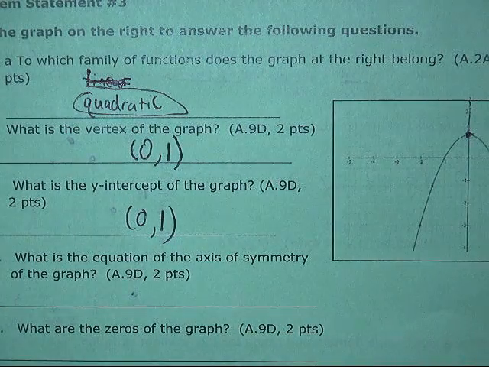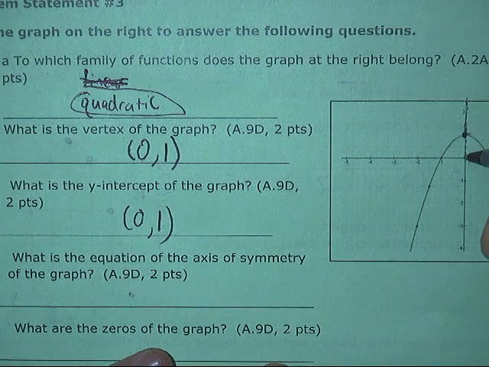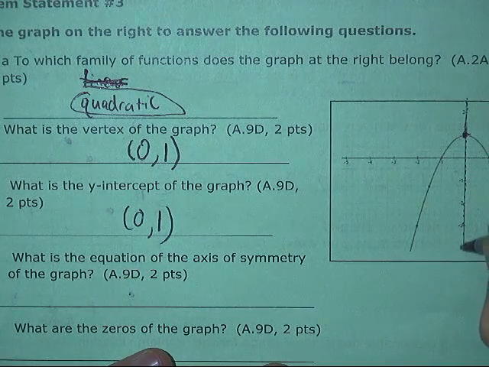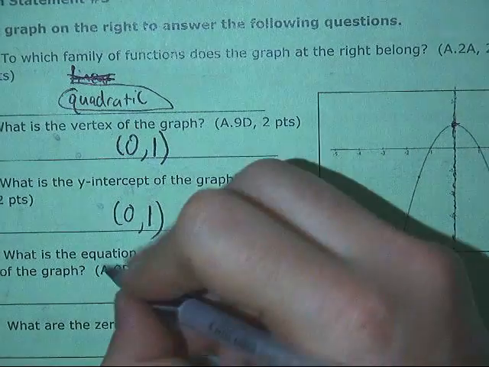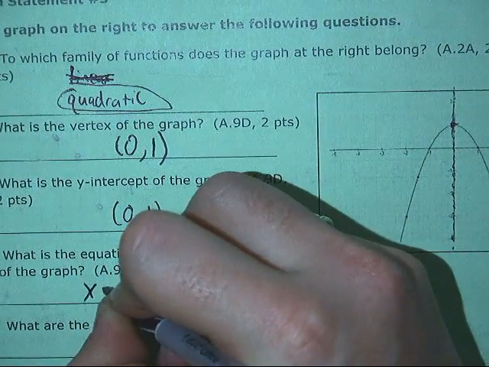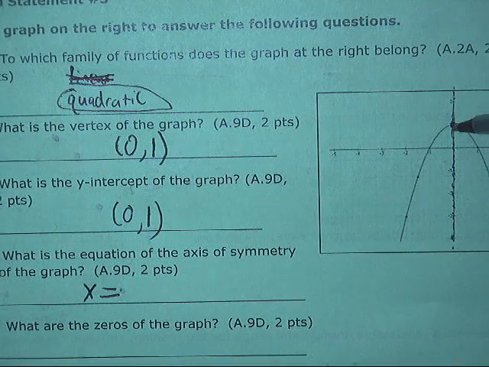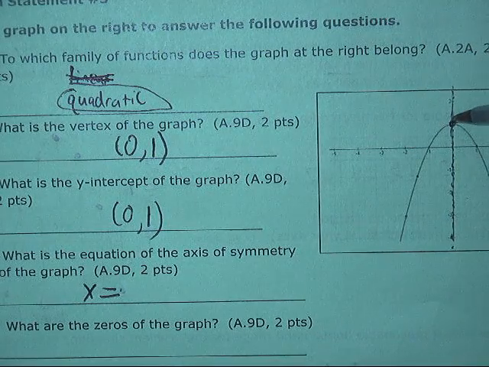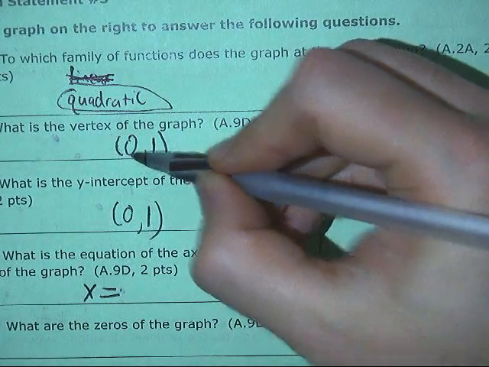What is the equation of the axis of symmetry? Remember, the axis of symmetry is the vertical line that goes straight through the vertex. Vertical lines always have an equation of x equals. And then we can just pull the x-coordinate off the vertex. So this goes through 0, so it's x equals 0.